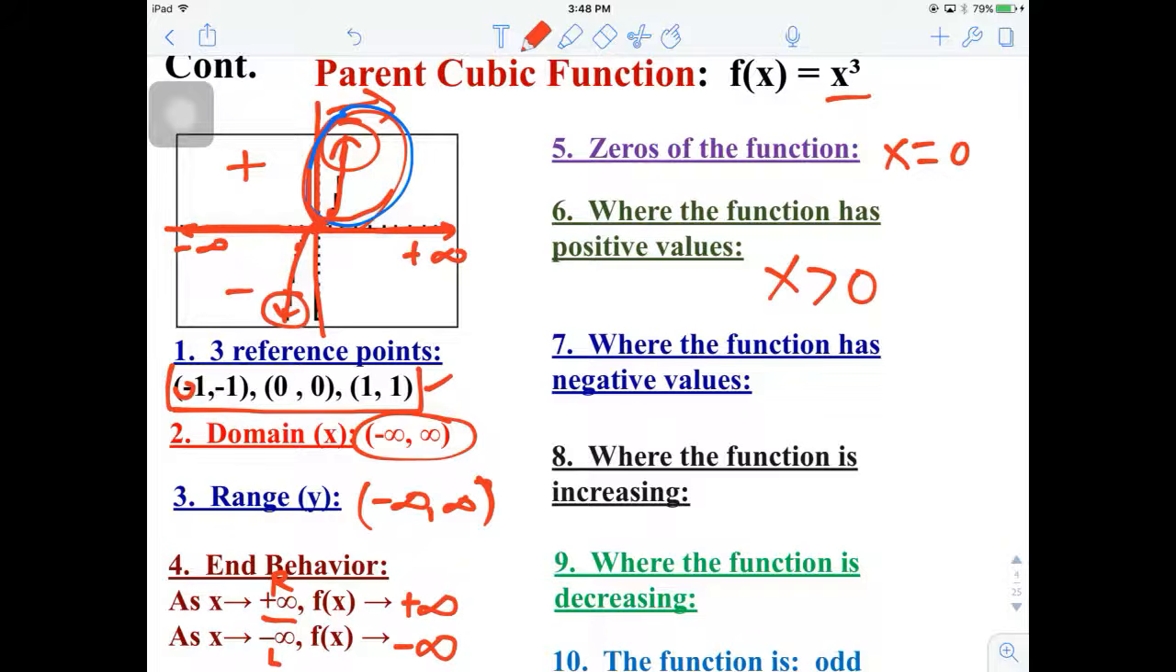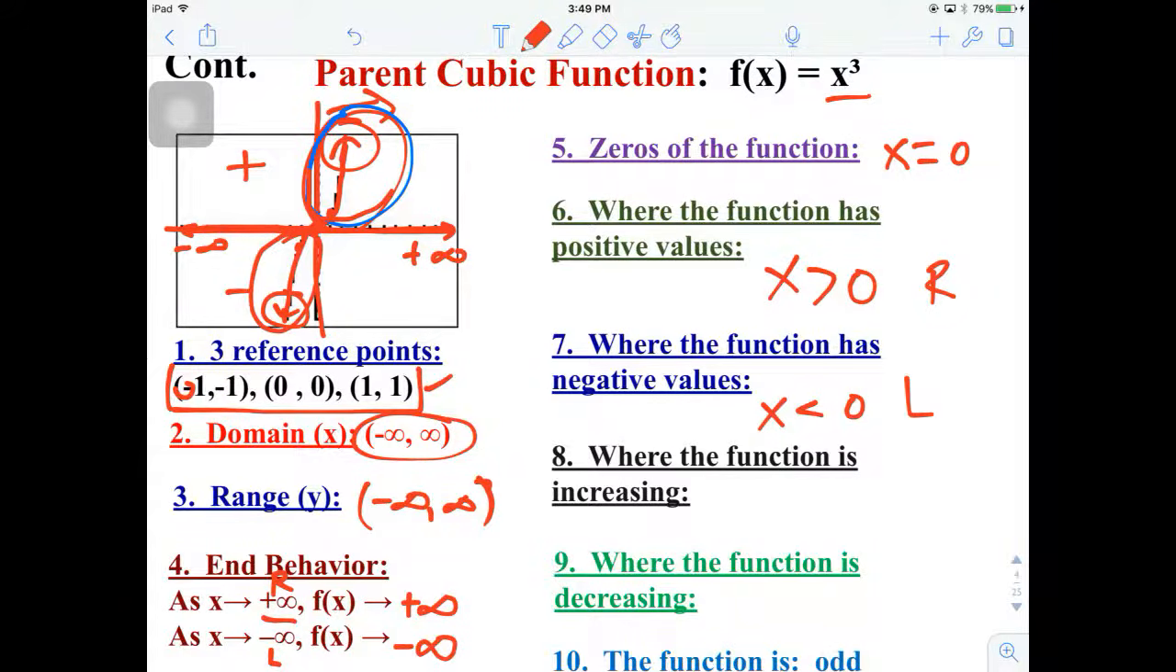And then where does the function have negative values? Well, here's where it's negative, as you go to the left side. So x is less than 0 to the left side. So this is the right side, and this is the left side, where the graph is going to be positive and negative.